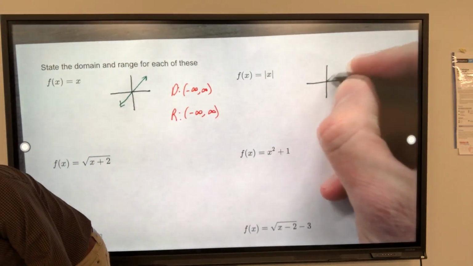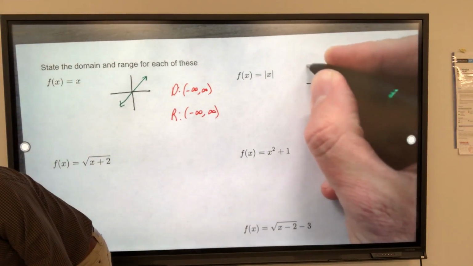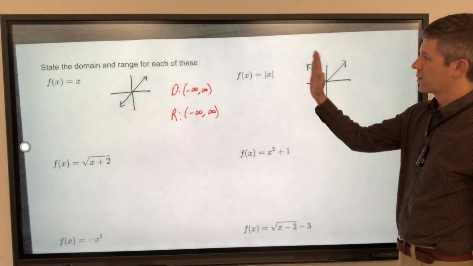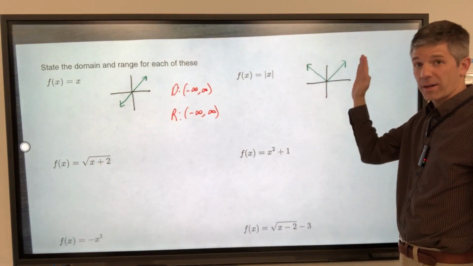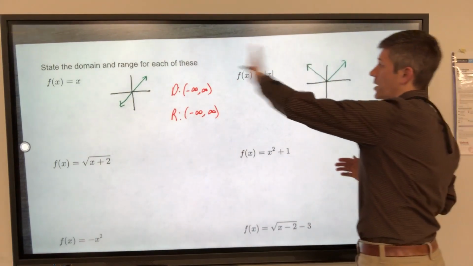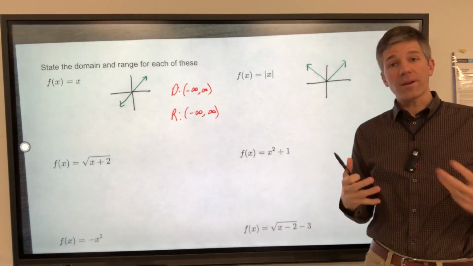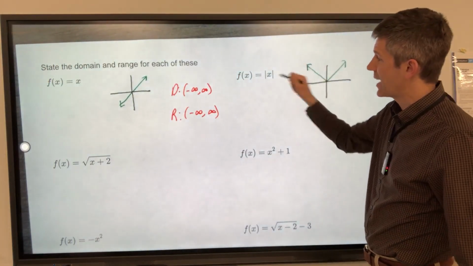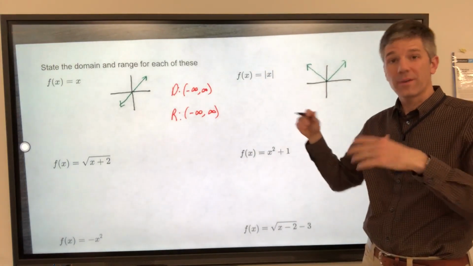And it looks like this. As we deal with the domain, we need to be thinking, okay, how far to the left do I go? Well, I go forever to the left. How far to the right do I go? I go forever to the right. This thing goes forever this way and forever this way. Another way of thinking of it is, what x values can I plug in? I could plug in any x value that I wanted, and it would work.